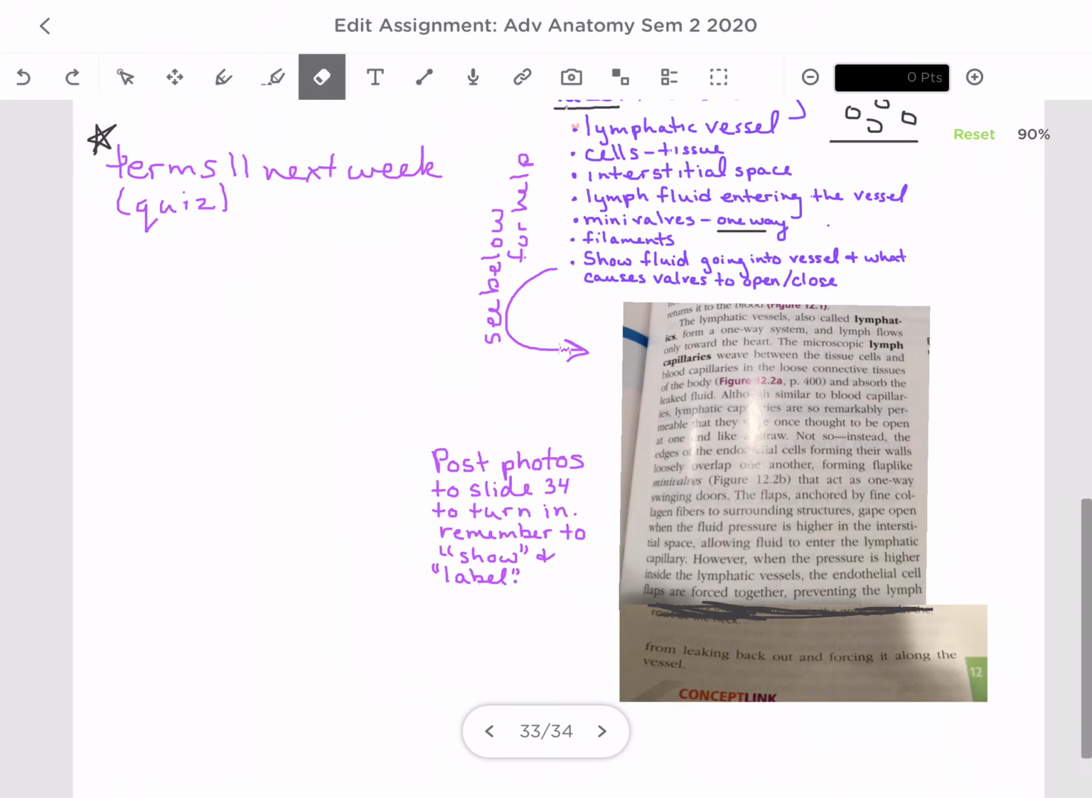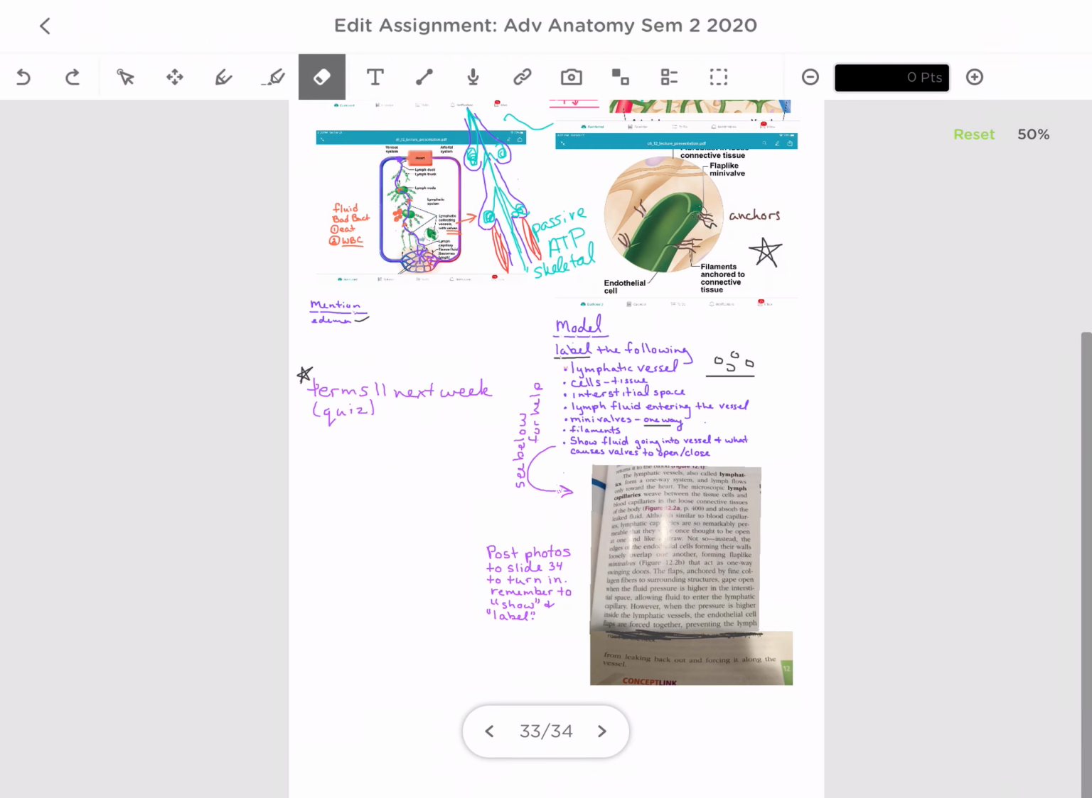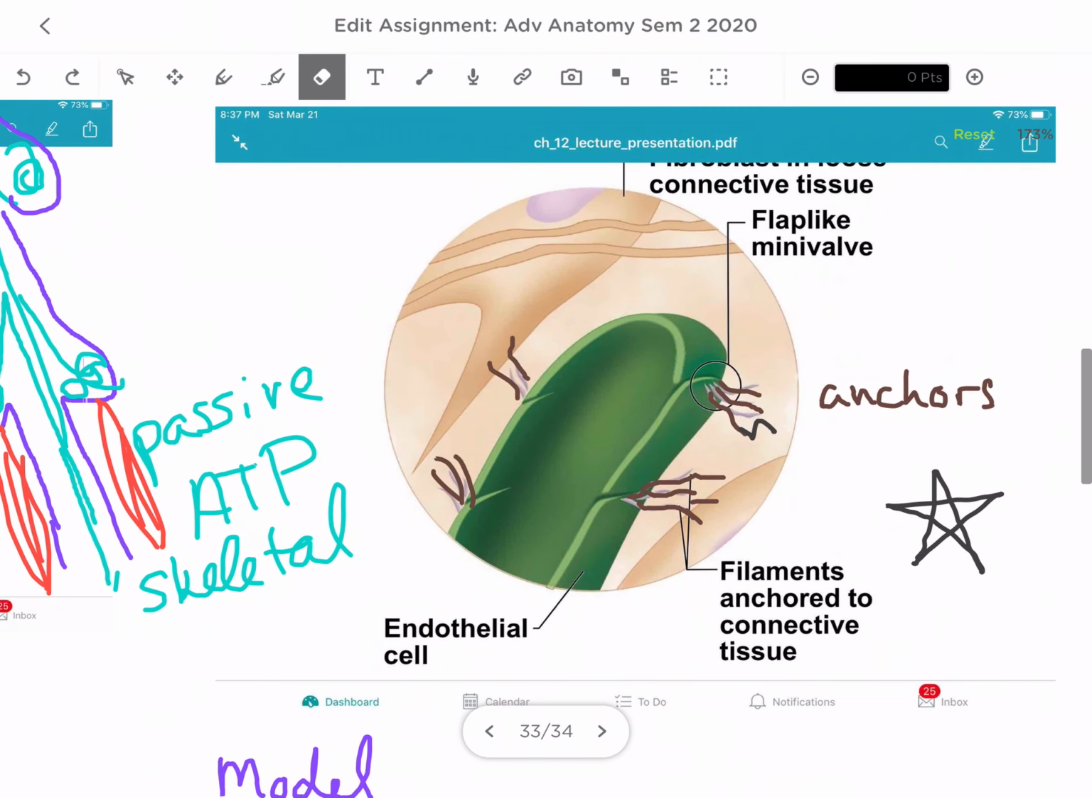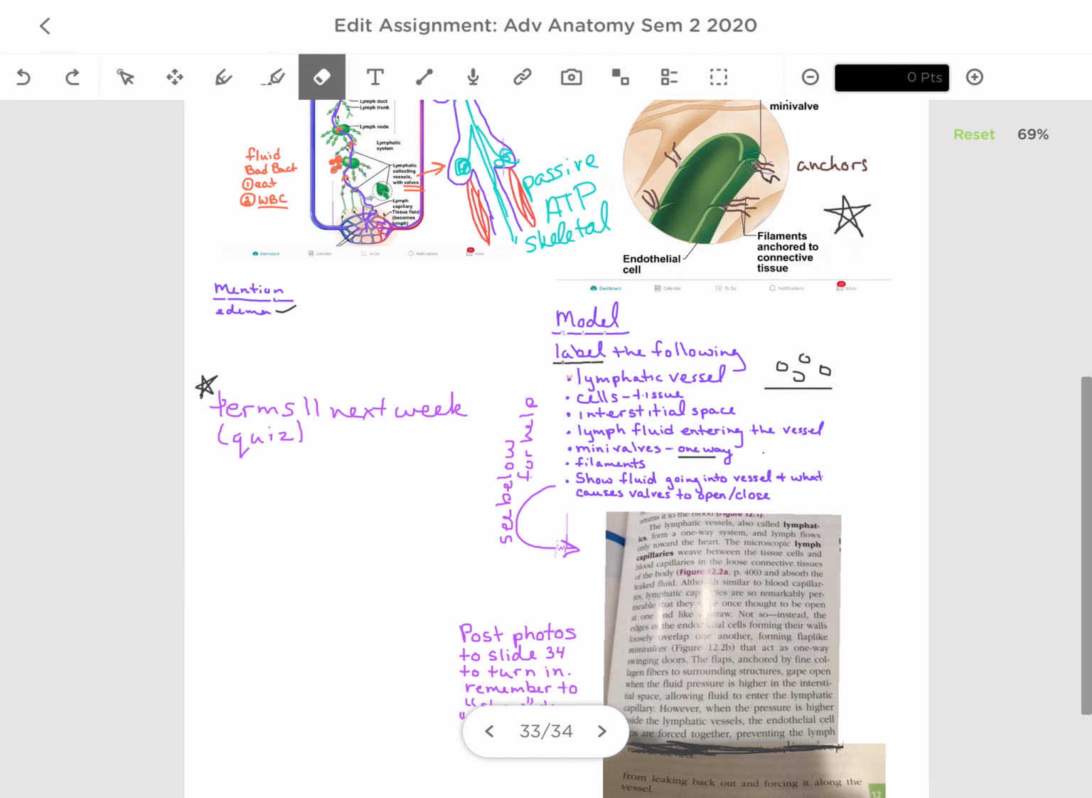If you forget what I said, or if you're having a hard time getting started with this, I did include a little section from your book that explains what we were talking about up here with lymphatic fluid and interstitial space and all that kind of stuff. So I did include this for you.